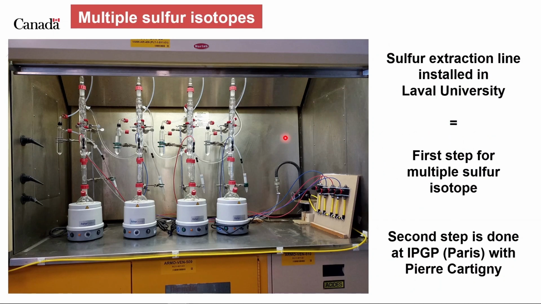We did bulk analysis. For that, there are 2 steps. The first step corresponds to wet chemistry to extract the sulfur from the sulfides. We did the sulfur extraction in Laval. I built this extraction line so we can do this first step directly in Laval. And then the second step corresponds to a fluorination analysis, and I went to Paris, at the Institut de Physique du Globe de Paris, to do this second step.